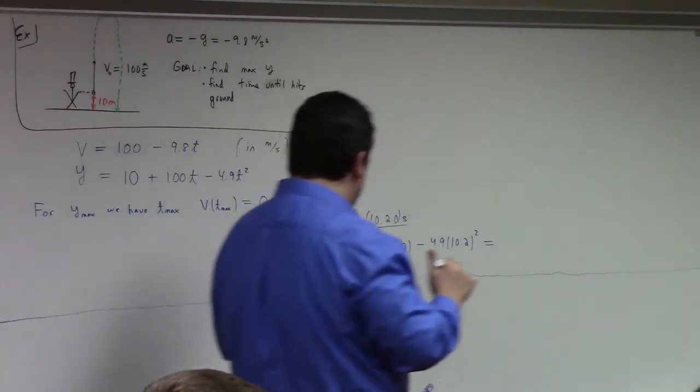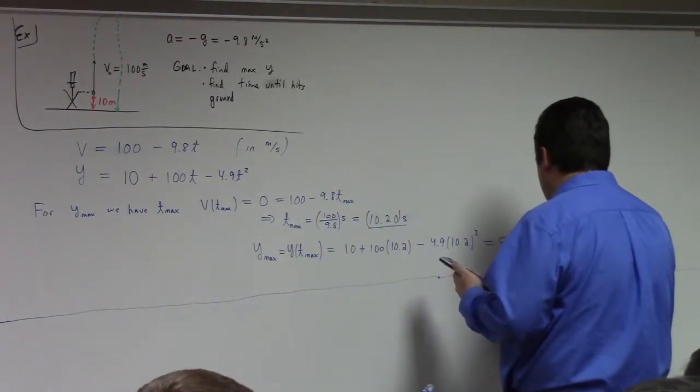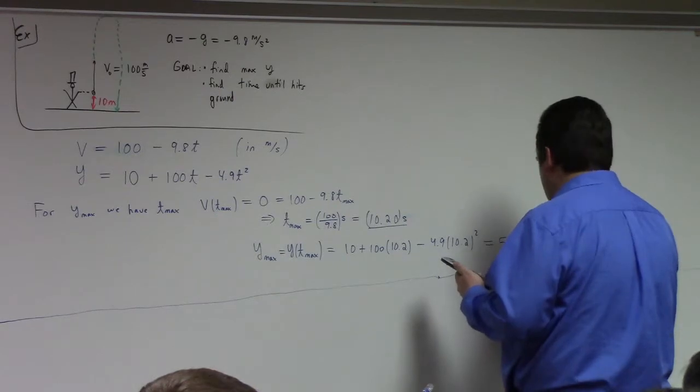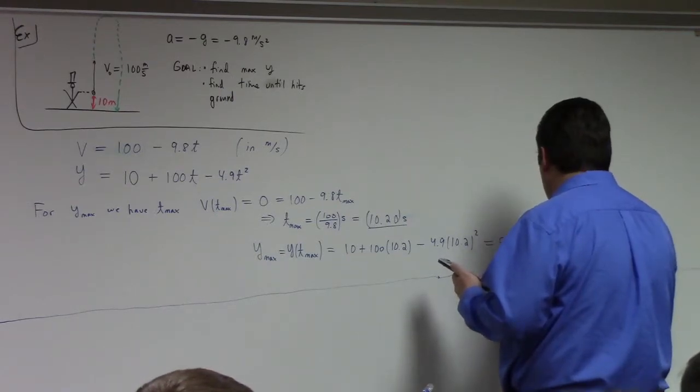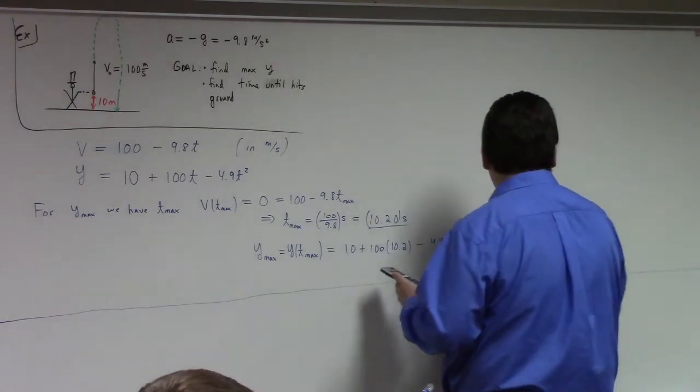I got 520.6, but that could be round. I mean, we might agree. It's just a question of how we put it in the calculator. So 520.6 meters is what I get. There you go. That's the maximum height.